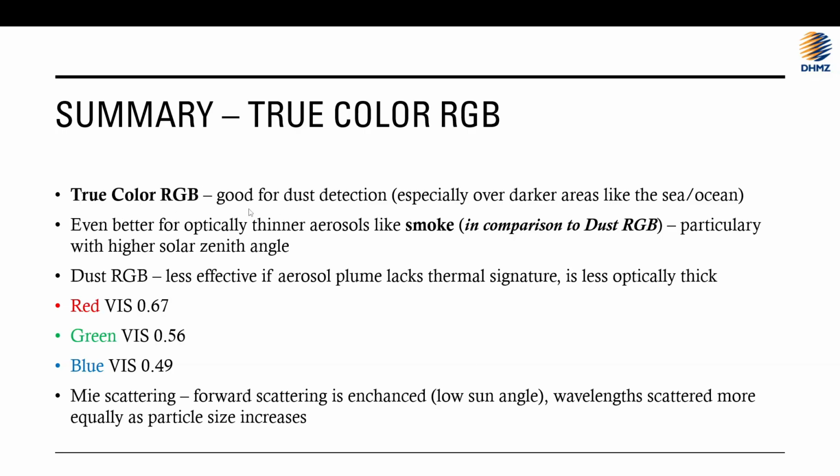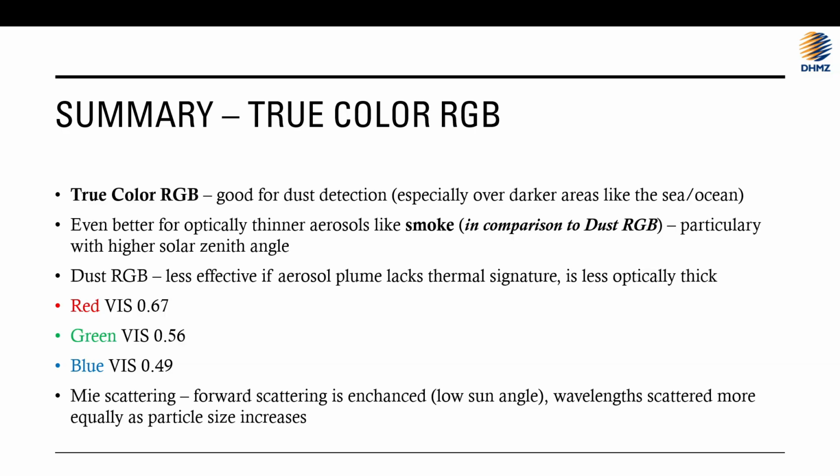So a short summary. The True Color RGB is really good for dust detection, especially over darker areas like the sea and the ocean. So it is even better for optically thinner aerosols like smoke in comparison to the dust RGB, of course, particularly when the high solar zenith angle is present.